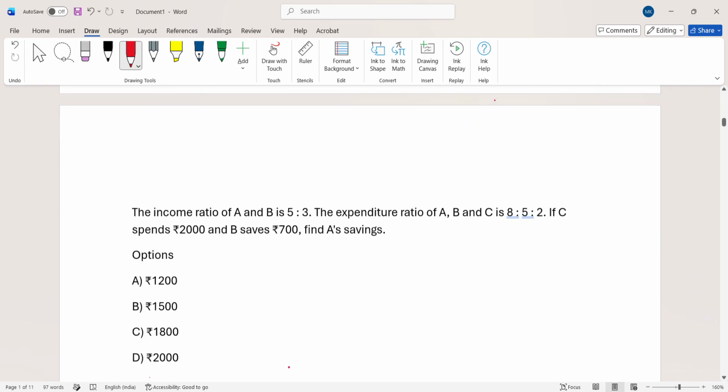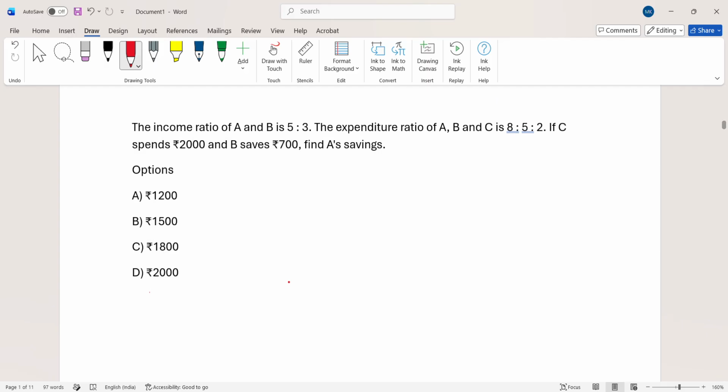Coming to the second question, it's very easy. The income of A and B is 5 is to 3. So we will write the given ratio. I will not write the formula again, guys. Very simple: income is equal to expenditure plus savings. See, the income ratio of A is to B is 5 is to 3.